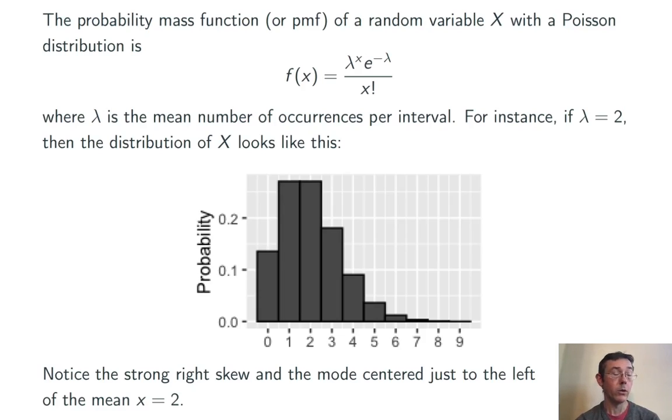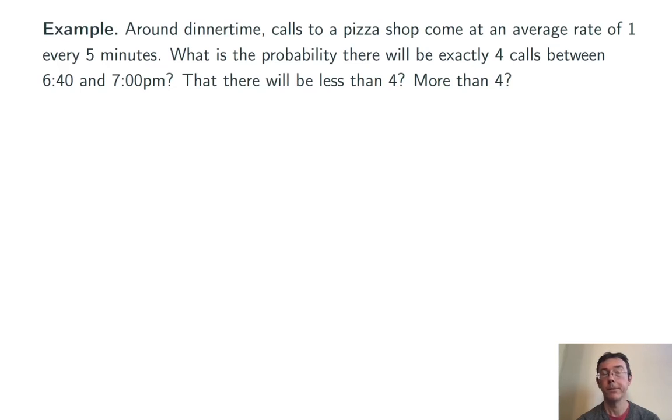When x is 0, the probability is, I would say, about 14%. When x is 1, the probability is going to be more like 27%, and so on. This probability histogram has a strong right skew, and its mode is just to the left of the mean, x equals 2. And these are features that are common to Poisson distributions. Let's jump right in with an example.